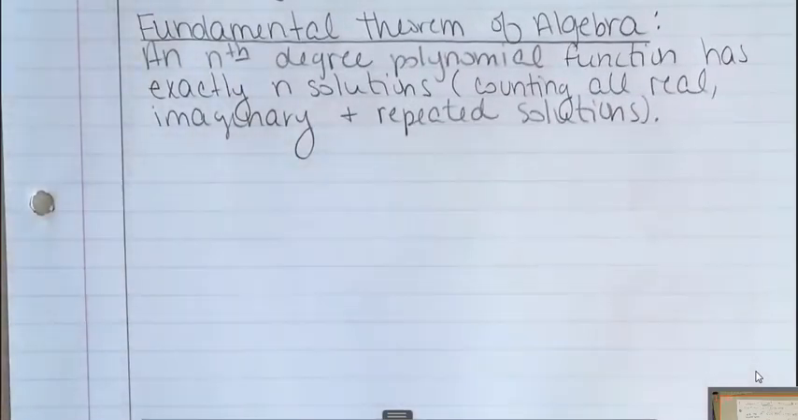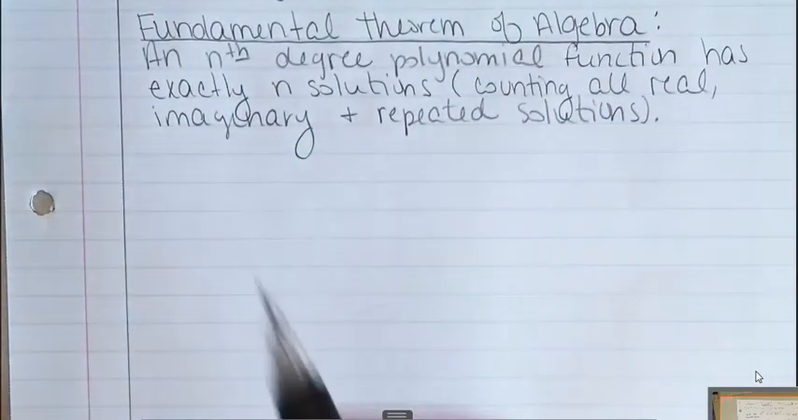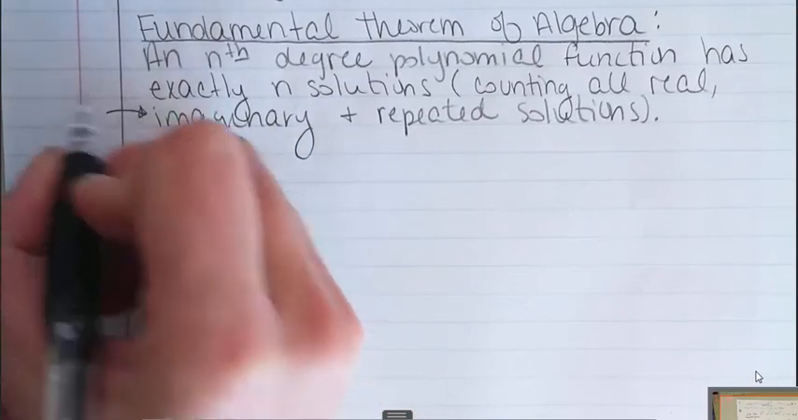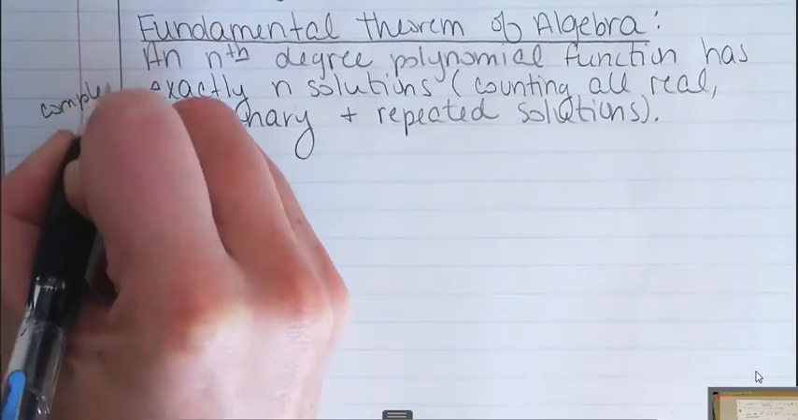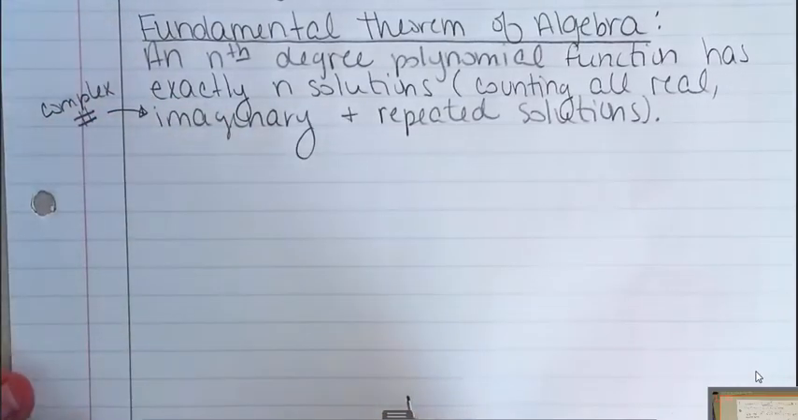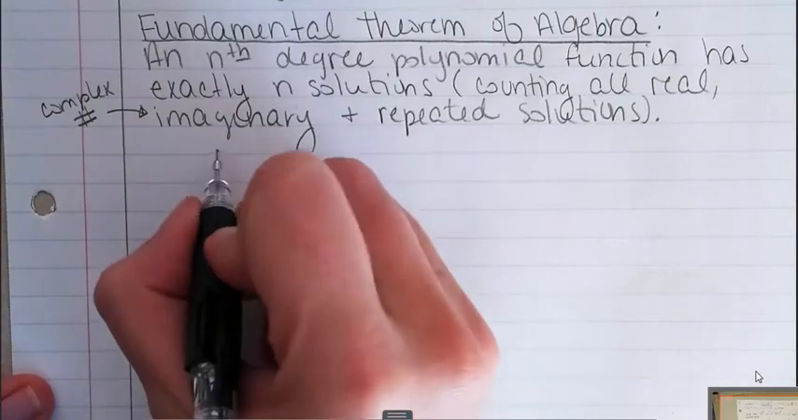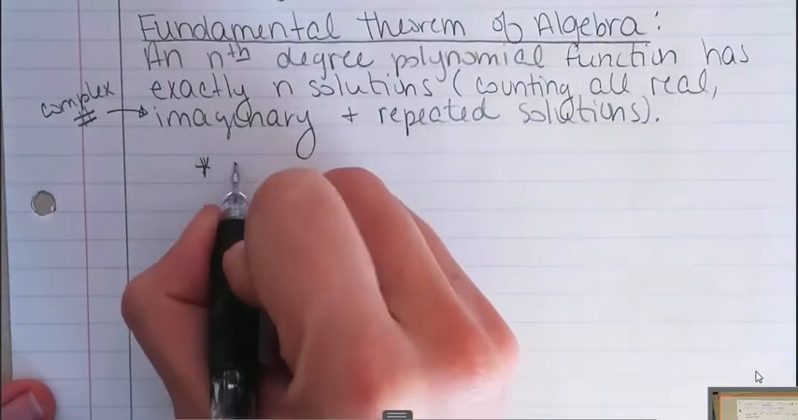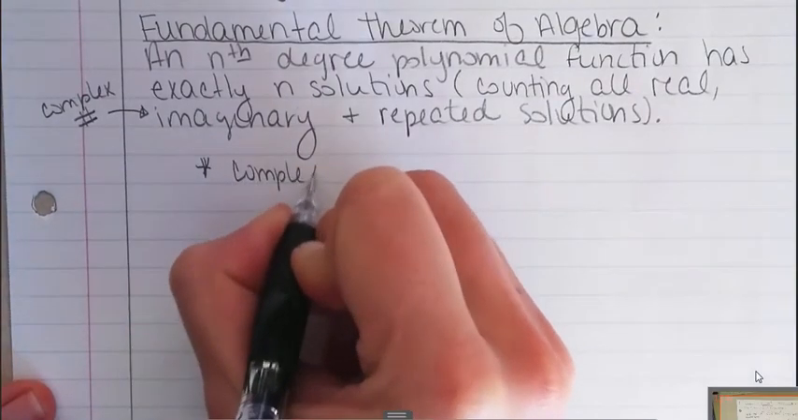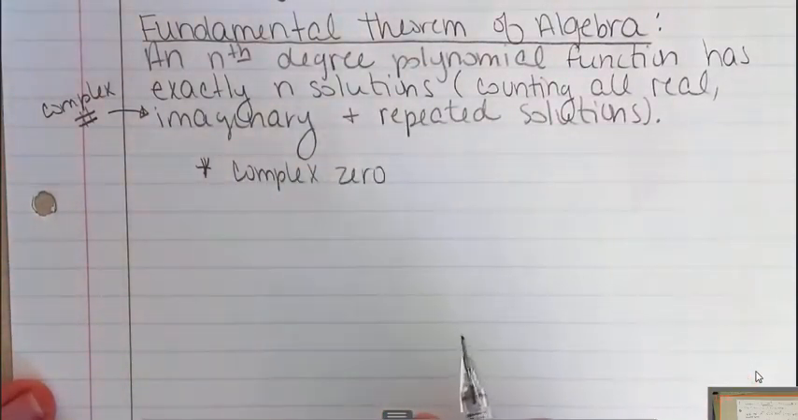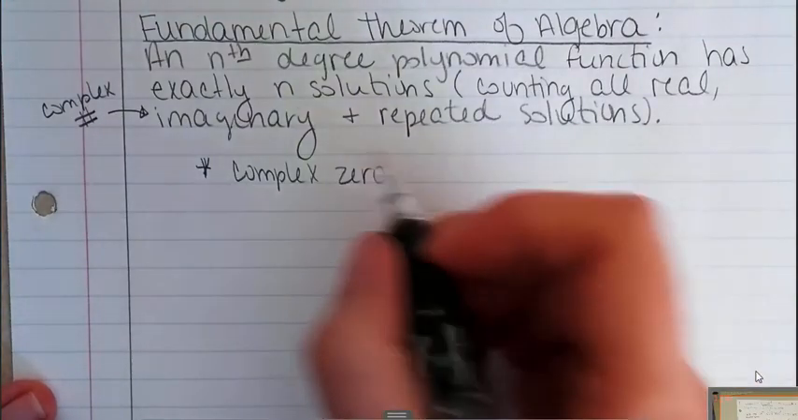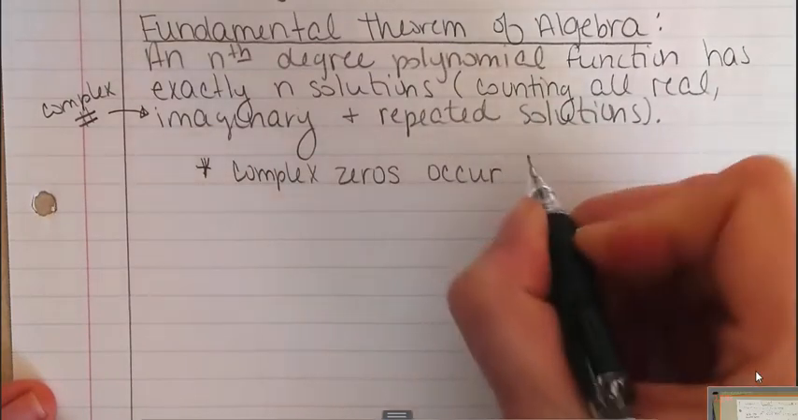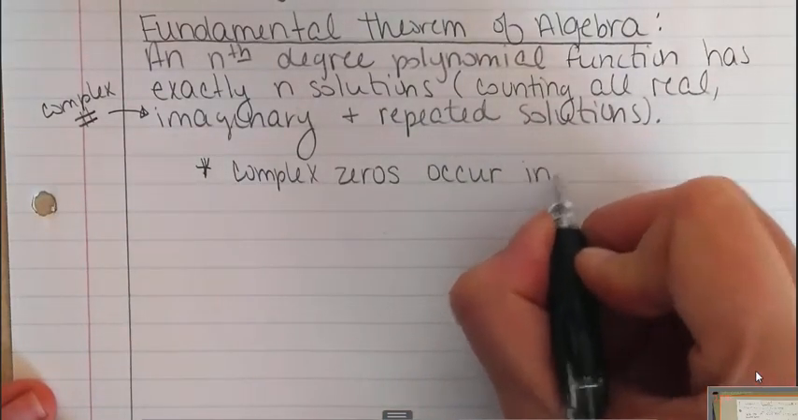Okay, so let's start with our complex zeros, or thinking about imaginary. You could also call this a complex number. Okay, so if we have complex zeros, I'm going to just kind of highlight a few things here. Anytime you have a complex zero, remember complex numbers are like that a plus bi. Any complex zeros will occur in complex conjugate pairs.